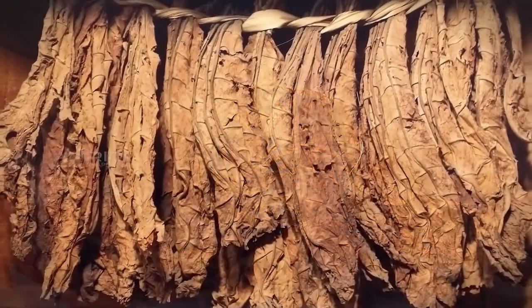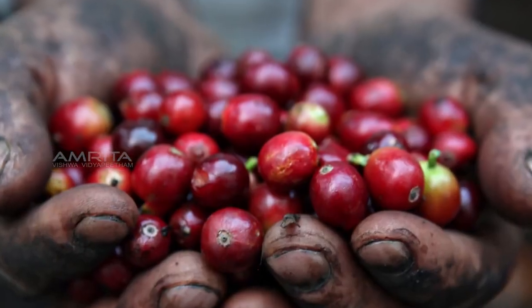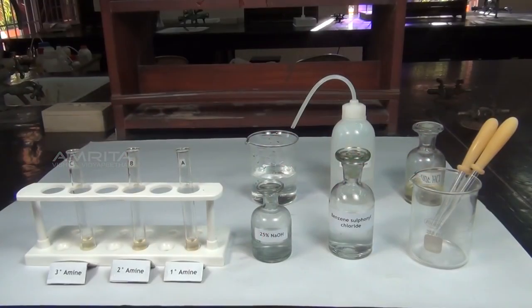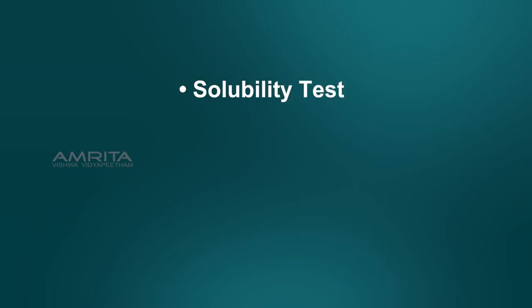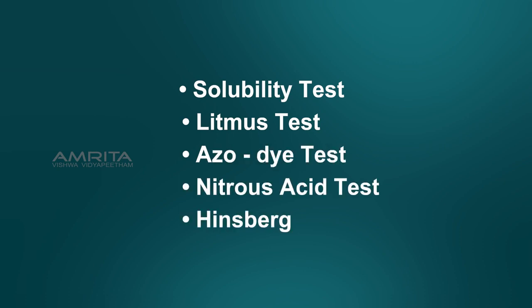Nicotine present in tobacco leaves and caffeine present in seeds of coffee plants are amine-containing compounds. Our aim here is to identify amines using some simple tests. They are: Solubility Test, Litmus Test, Azo-dye Test, Nitrous acid Test, and Hinsberg Test.